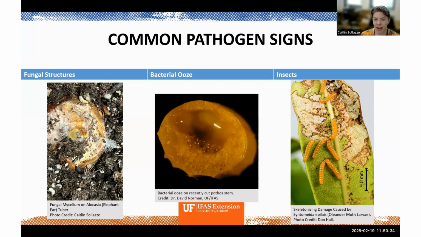That's just one way to think about it. The actual insect is the sign. So like the fungus is the sign or the bacteria is the sign. So the actual pathogen or pest itself.